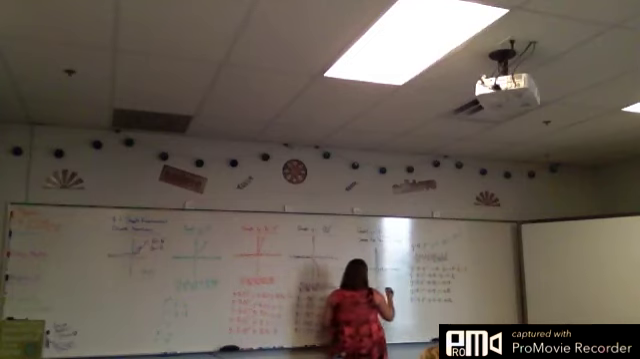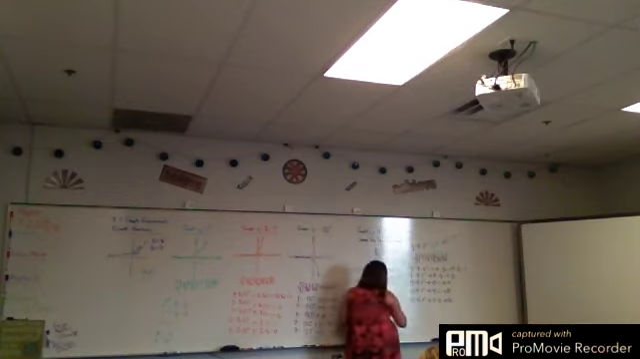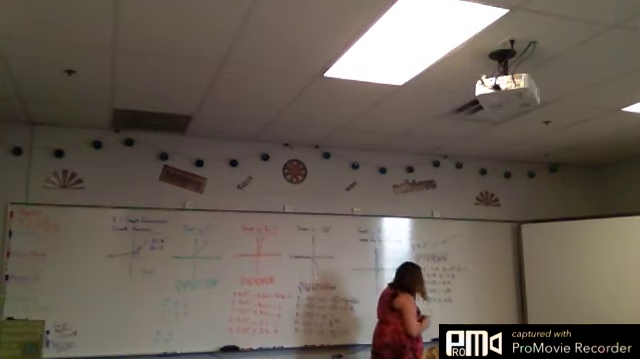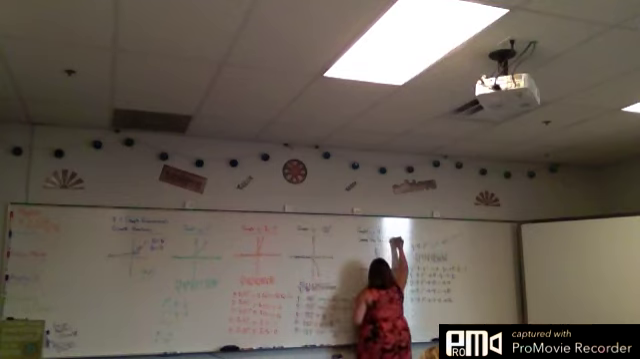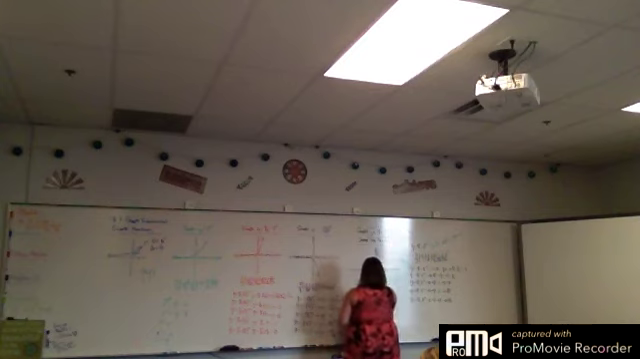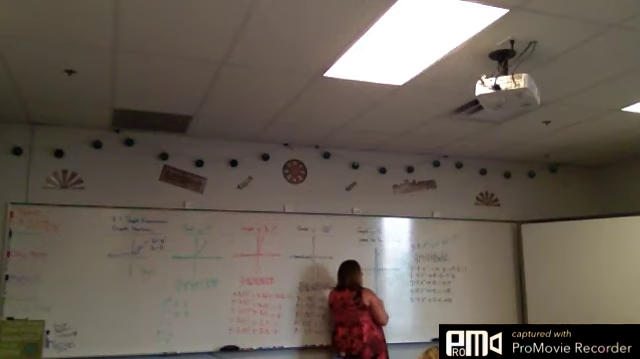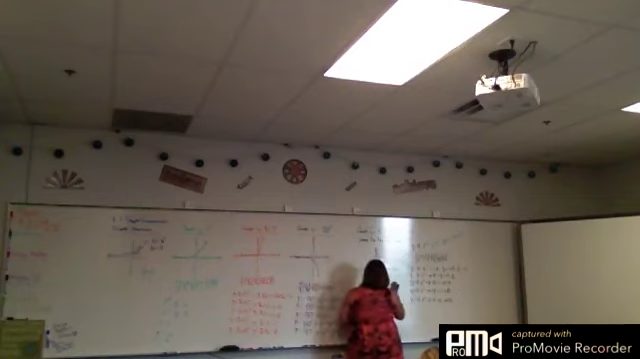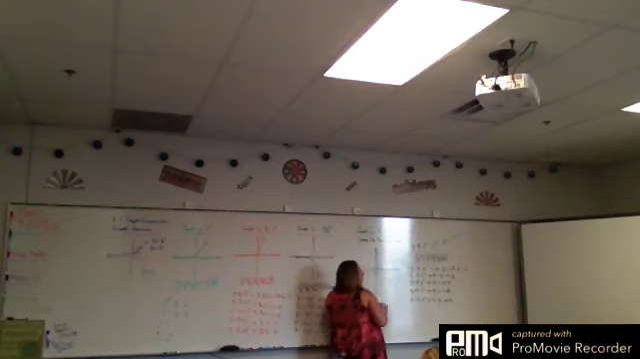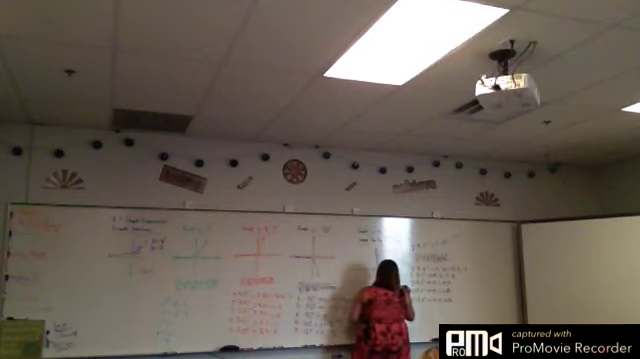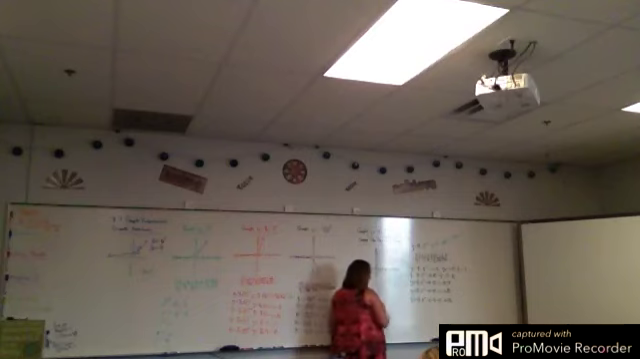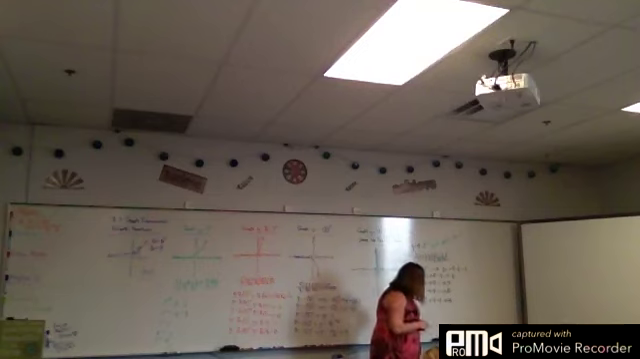What is my range? Yes, y has to be what? Greater than or less than? Is my graph going up or down? It's going up, so y has to be greater than -3. Okay, that's how I'm doing domain and range on this.